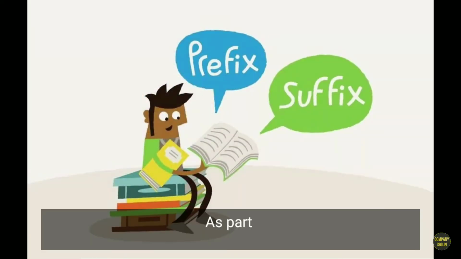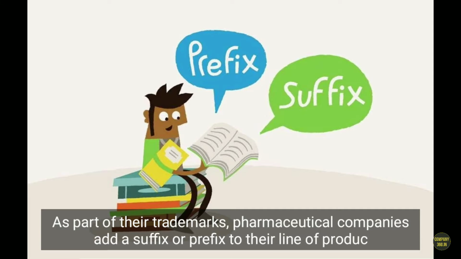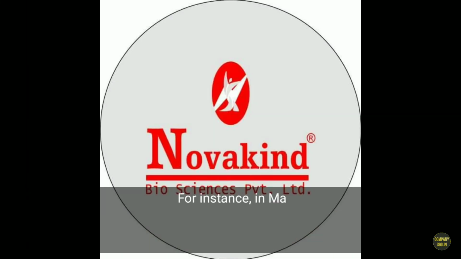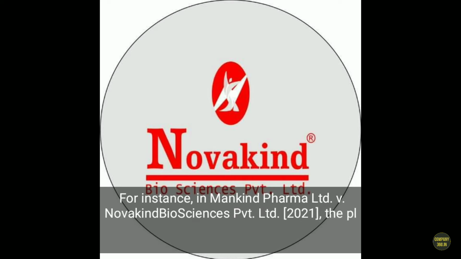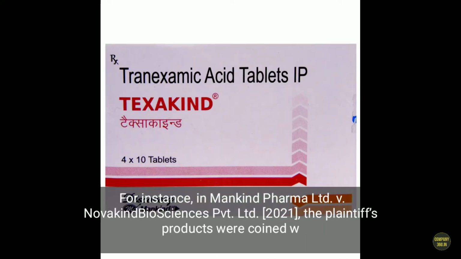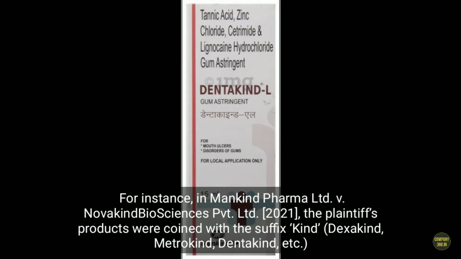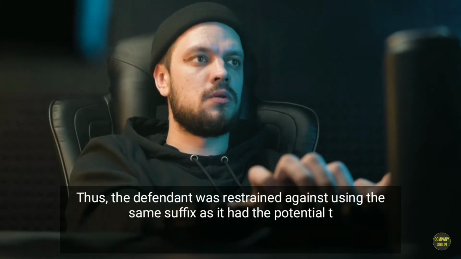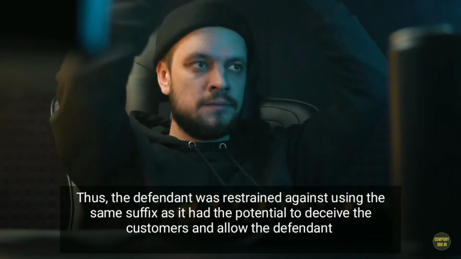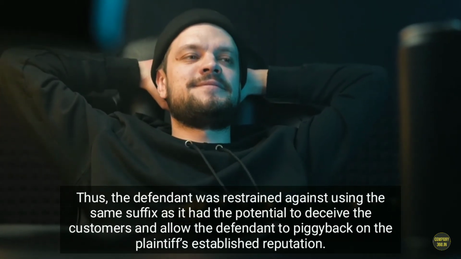As a part of the trademark, pharmaceutical companies add a suffix or prefix to their line of products. For instance, in Mankind Pharma Limited versus Novakind Biosciences Private Limited, the plaintiff's products were coined with the suffix kind, that is, Dexakind, Metrokind, Tentakind, etc. Thus, the defendant was restrained against using the same suffix as it had the potential to deceive the customers and allow the defendant to piggyback on the plaintiff's established reputation.